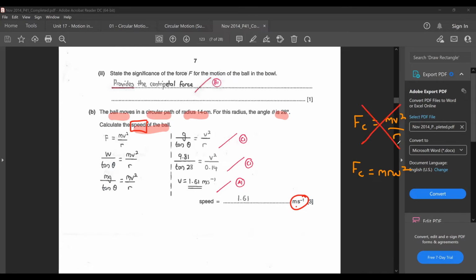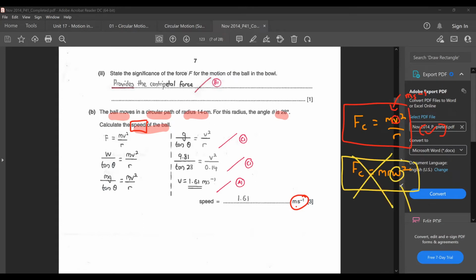Because your speed is in meter per second, this first equation here is what you want to use, because this v is in meter per second. What you will not use is the second one, because this omega, angular velocity, is in radians per second.